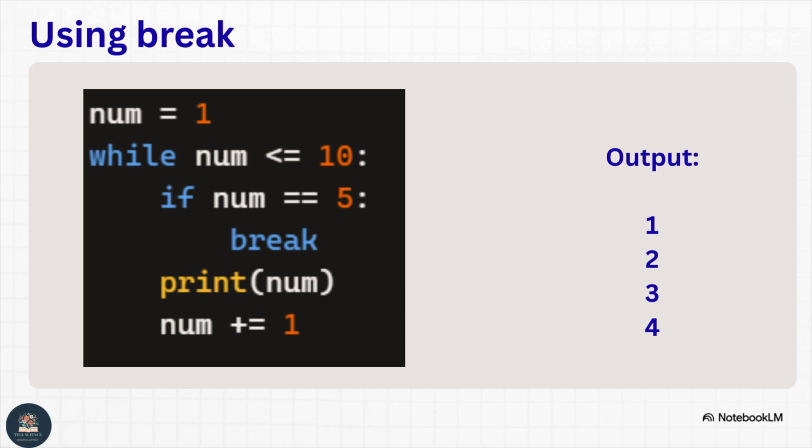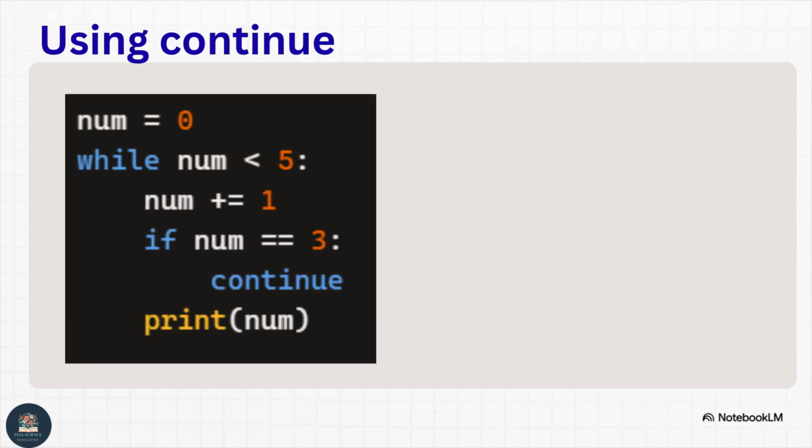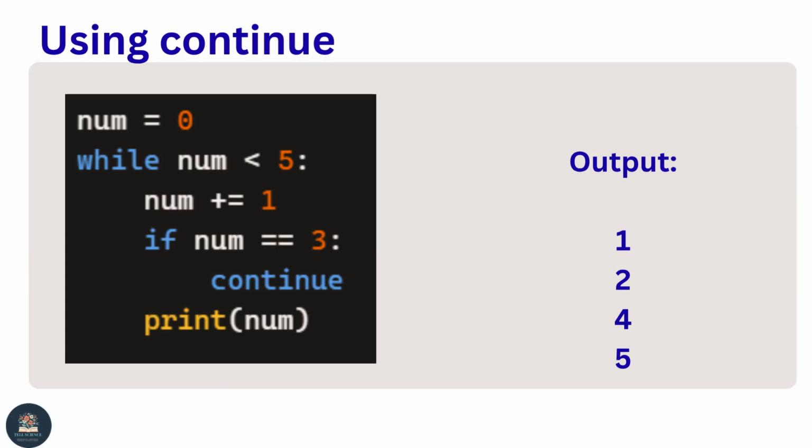Now, continue is totally different. It doesn't stop the whole loop. When num hits 3, the continue keyword basically tells Python, hey, forget about the rest of the code in this round, just jump straight back to the top and start the next one. In this case, it skips the print command, which is why the number 3 is missing from our output.